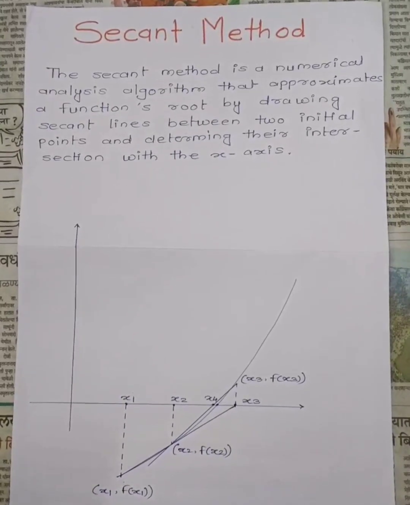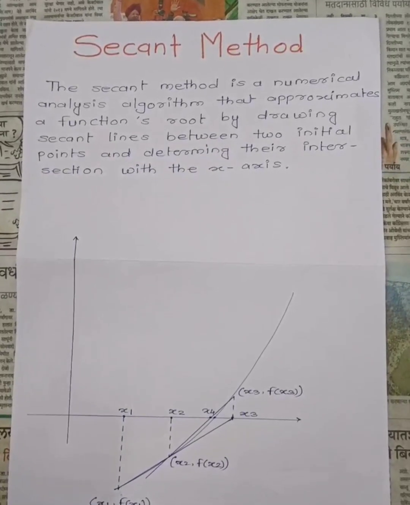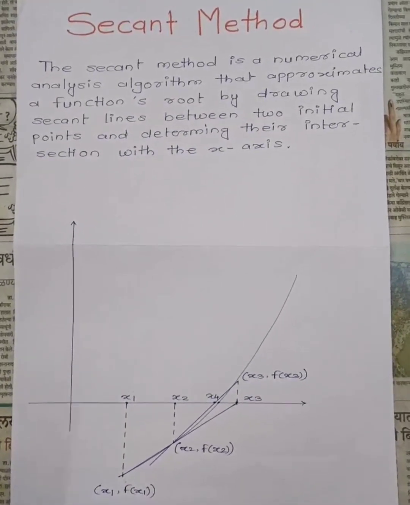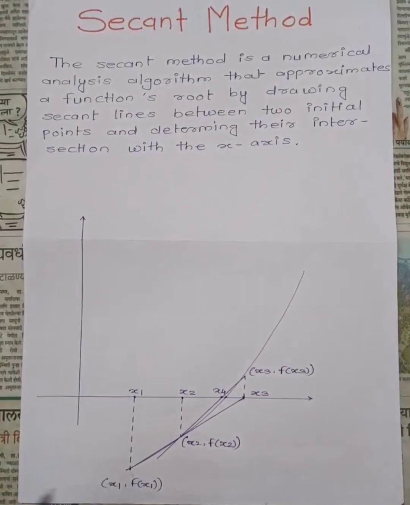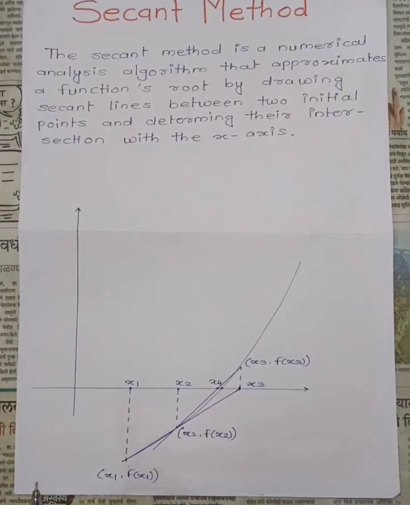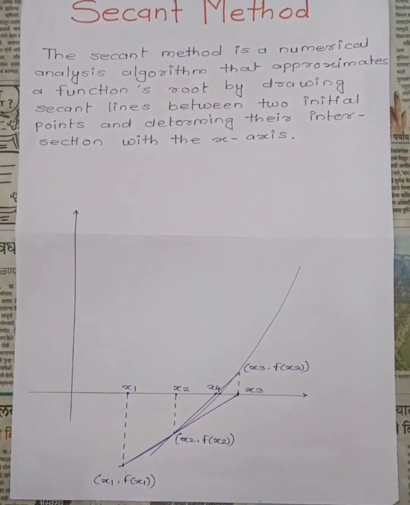So let's see what is the secant method. The secant method is a numerical analysis algorithm that approximates a function's root by drawing secant lines between two initial points and determining their intersection with the x-axis. Now, we see the working of the secant method to find the root of a function. Let us understand with the graph.